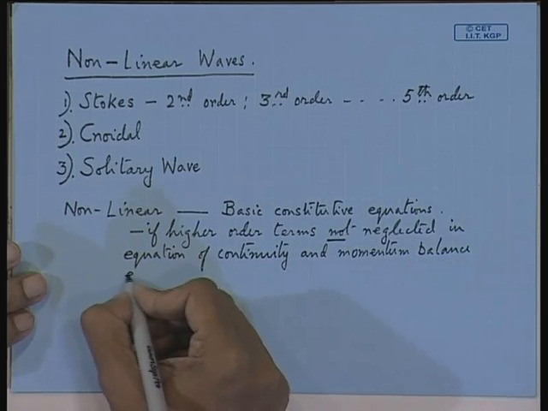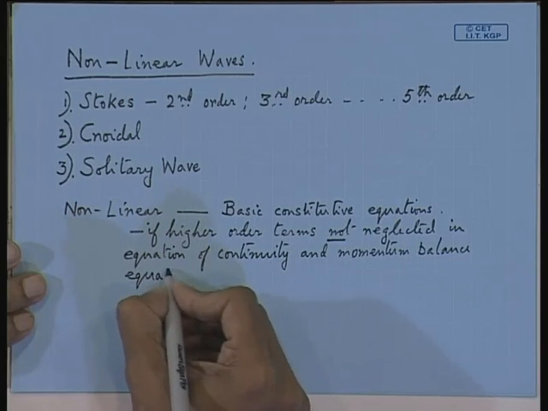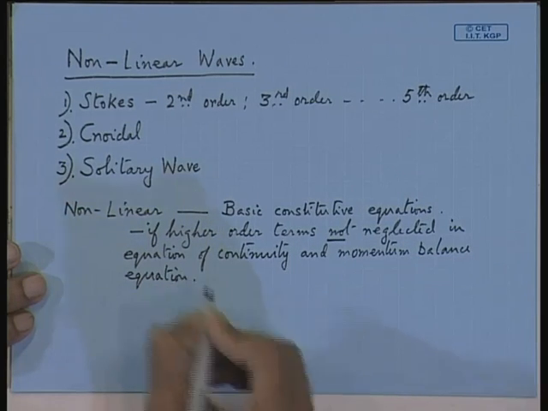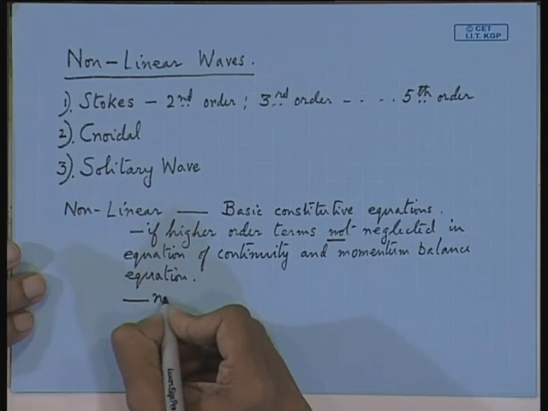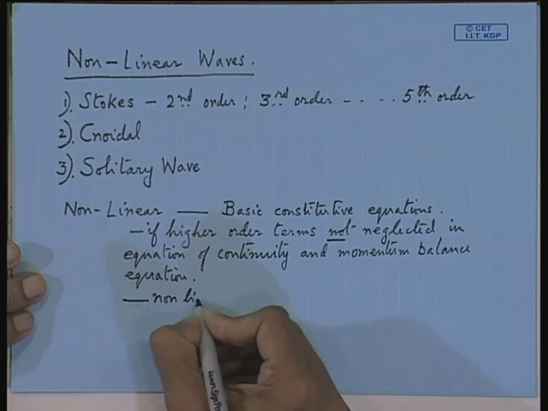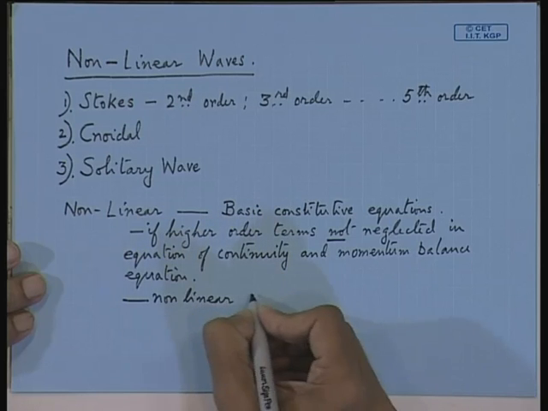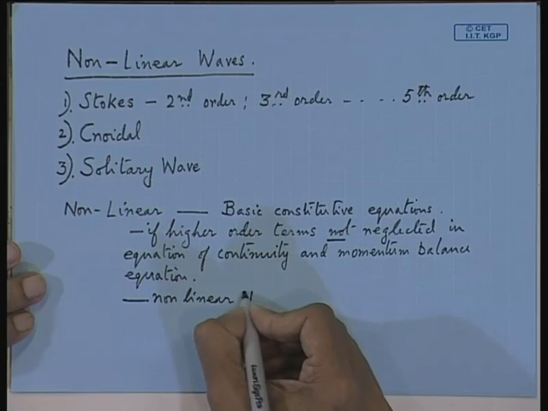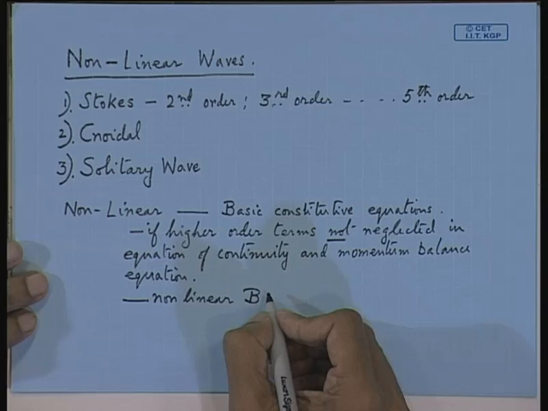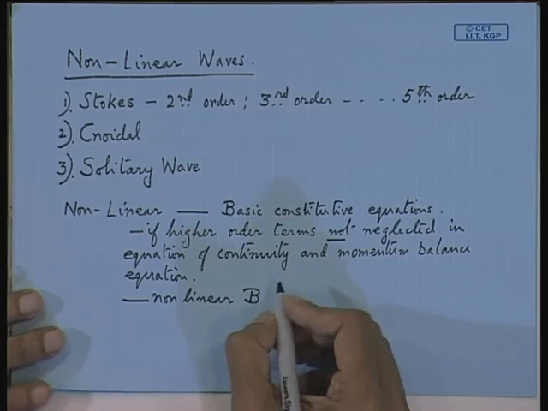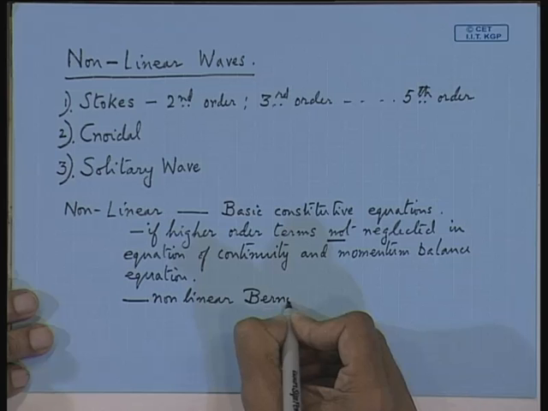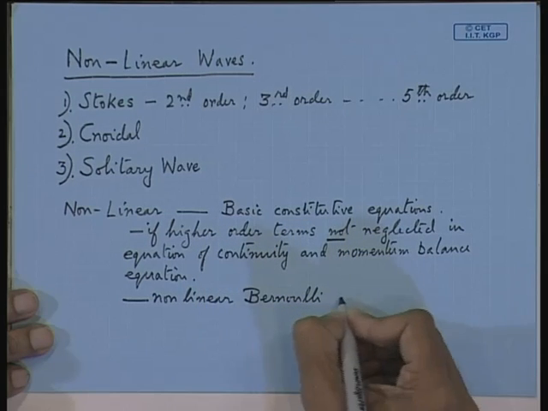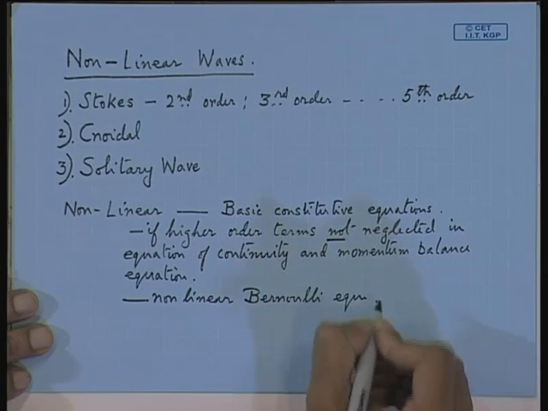So, these are two equations, and another equation is the boundary equation. The other equation is the nonlinear Bernoulli equation. Remember, in the Airy wave we have taken the Bernoulli equation to be linear. Now, if you take the nonlinear Bernoulli equation, you will get an expression like this.